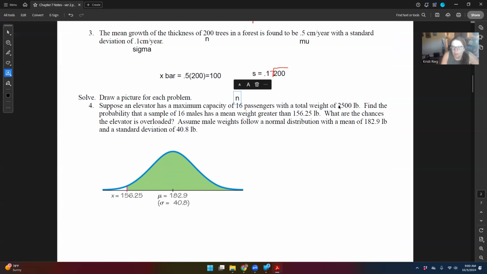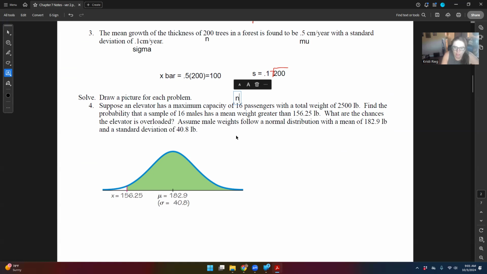With a total weight of 2,500, find the probability that a sample of 16 males, okay, we already said that was n, has a mean weight greater than 156.25. What are the chances, I'll write this out in a minute, what are the chances that it's overloaded? Assume male weights follow a normal distribution with a mean of 182.9 and a standard deviation of 40.8 pounds. So we can see down here, we already have our data value. Our x is 156.25, our mu is 182.9, and our sigma is 40.8.